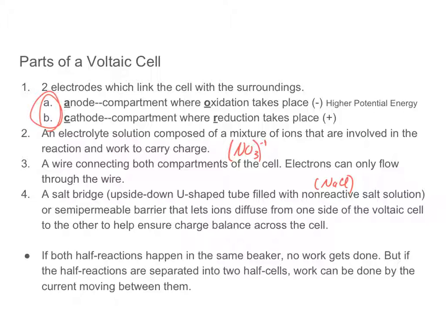If by chance both half reactions happen in the same beaker, no work can get done, but if the half reactions are separated into two half cells, work is able to be done by measuring the current moving between them. Any questions about that?